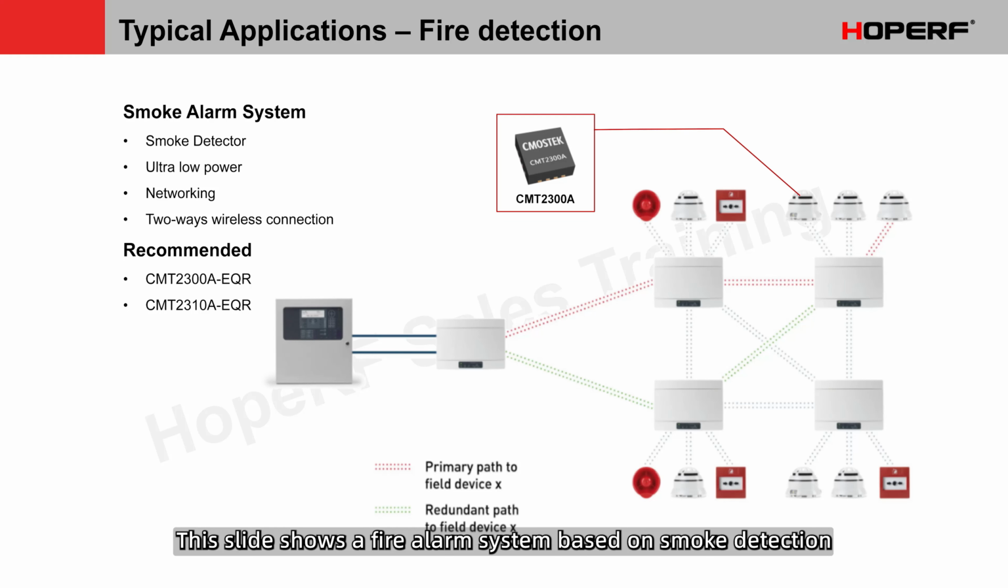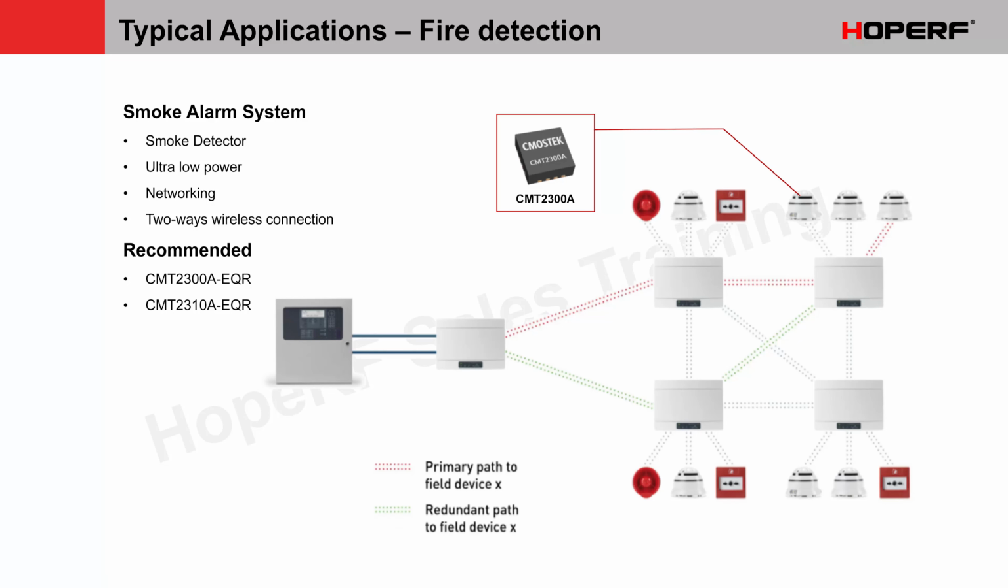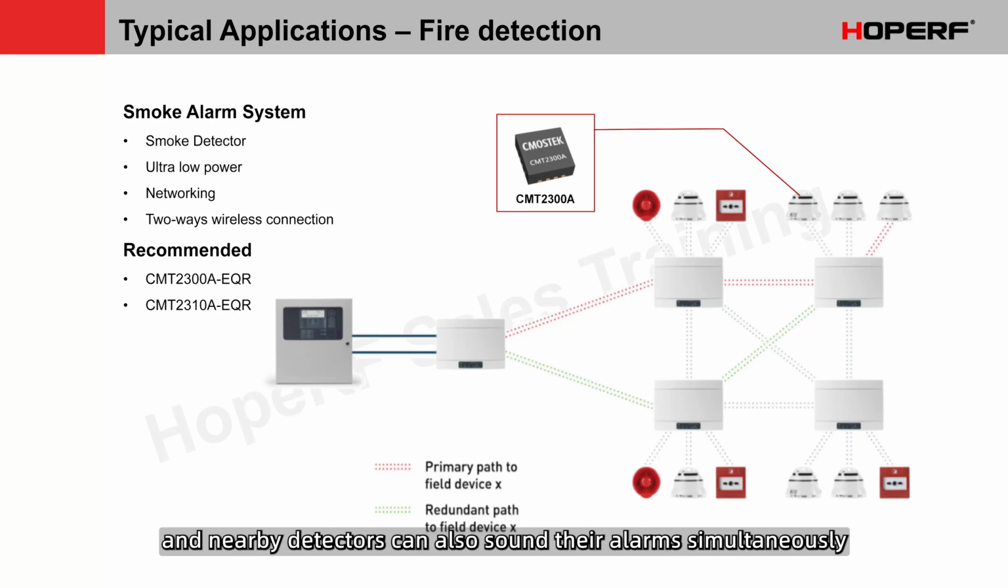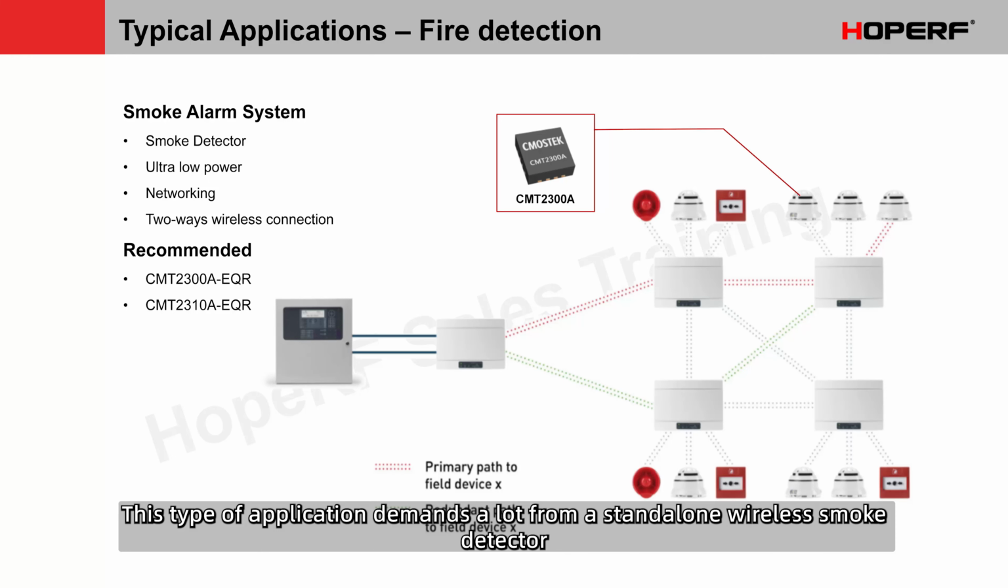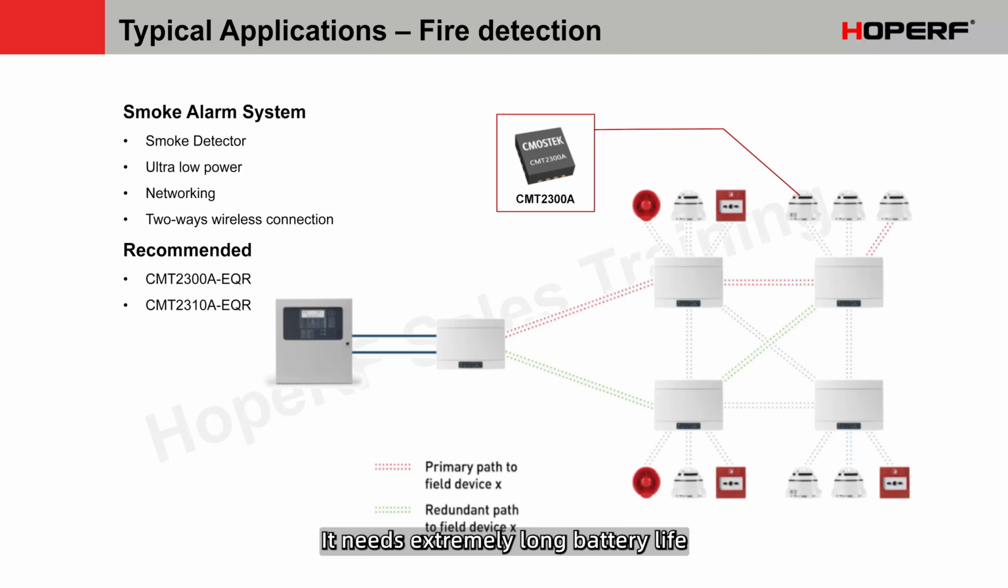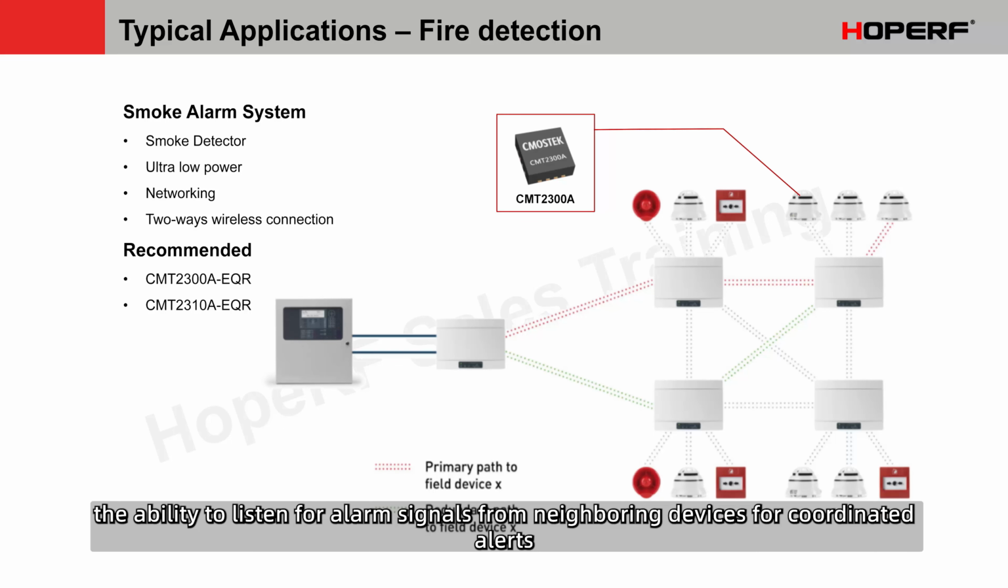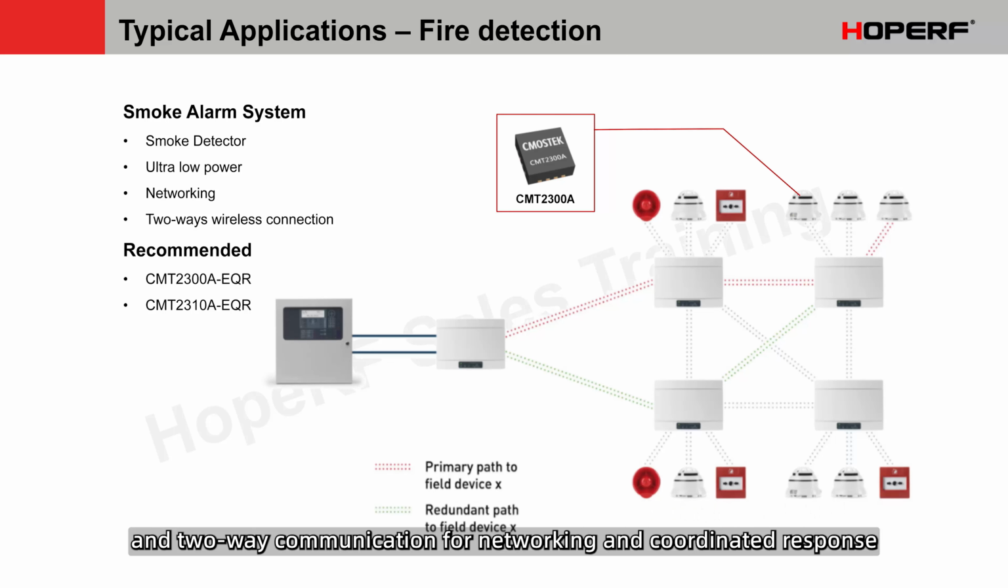This slide shows a fire alarm system based on smoke detection. Smoke detectors use Sub-G technology, making them independent, easy to deploy, and wire-free. When smoke is detected, they trigger an alarm via Sub-G, and nearby detectors can also sound their alarms simultaneously, giving people the fastest possible warning to get to safety. This type of application demands a lot from a standalone wireless smoke detector. It needs extremely long battery life, the ability to listen for alarm signals from neighboring devices for coordinated alerts, and two-way communication for networking and coordinated response.